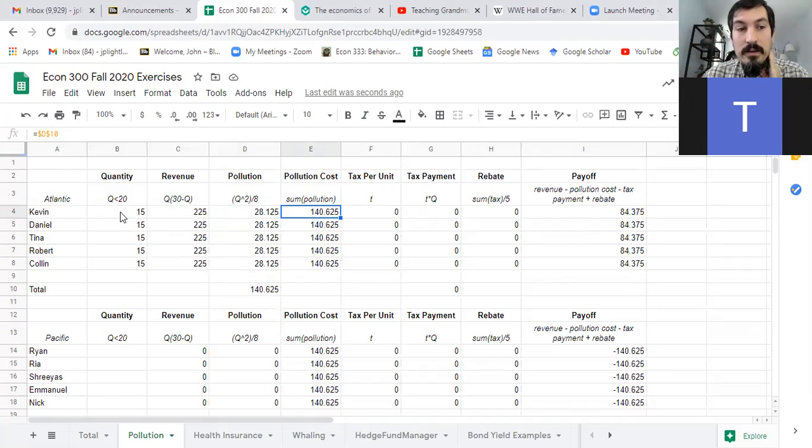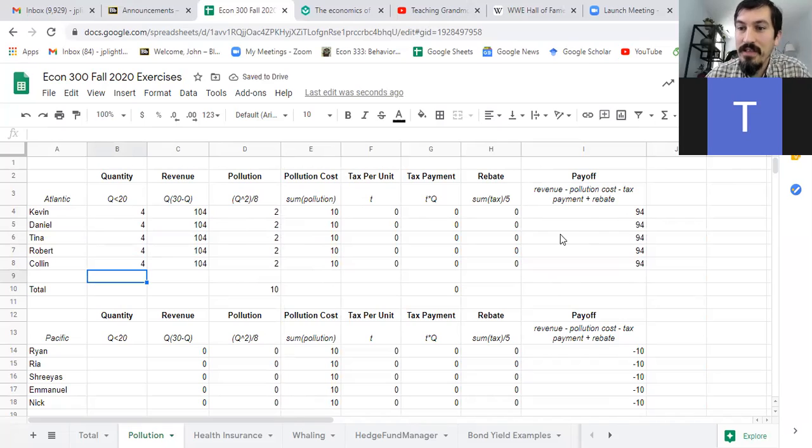So in this case, let's look at Kevin. He had a revenue of 225, because that's 15 times 30 minus 15. That's 15 times 15, that's 225. He had to pay a pollution cost of 140.625, which means his payoff would be 84.36. Everyone would have the same payoff here. What if instead everyone did like 4?